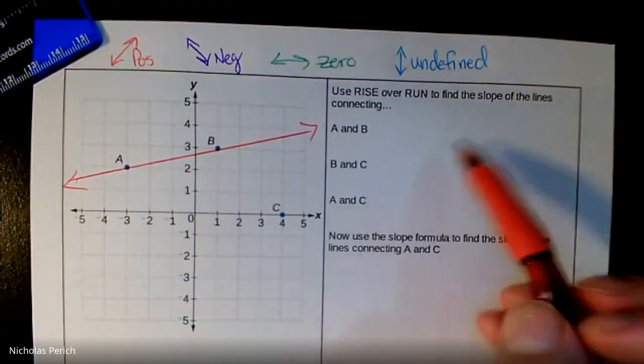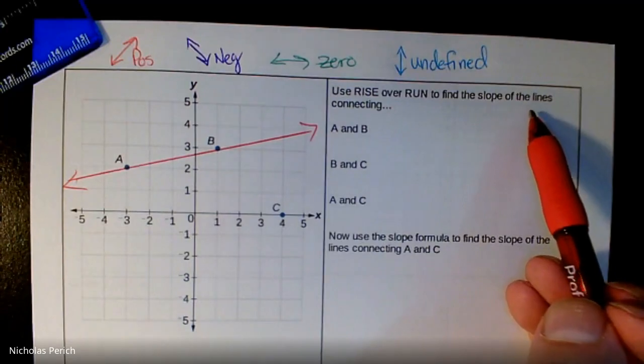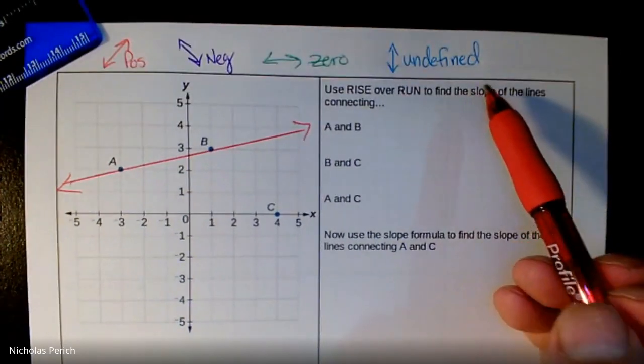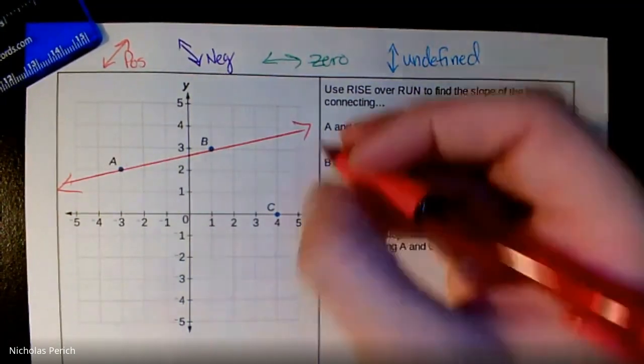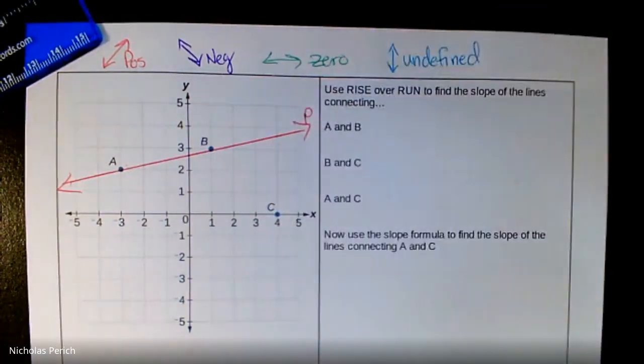Now I have to find the slope. Remember, slope is rise over run. The first thing I do is I get 2 points. Well, there they are. The second thing I do is I figure out if it's positive or negative. I'm going to put a little P here because it's definitely positive. Now I do rise over run.